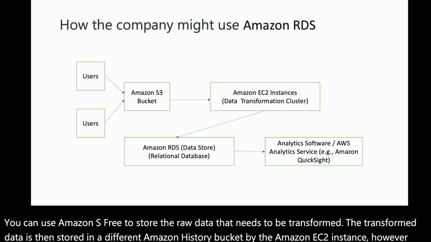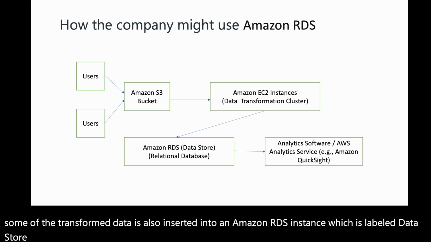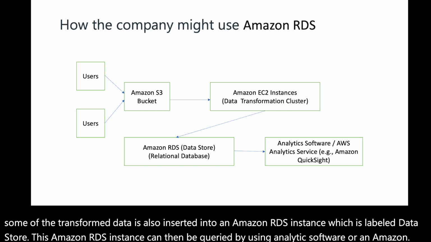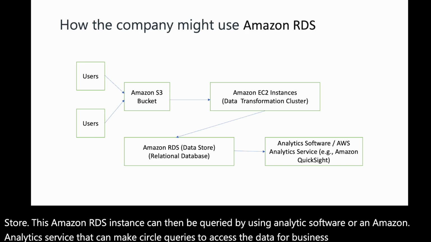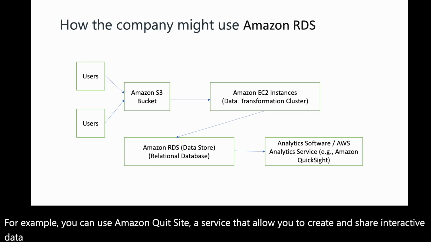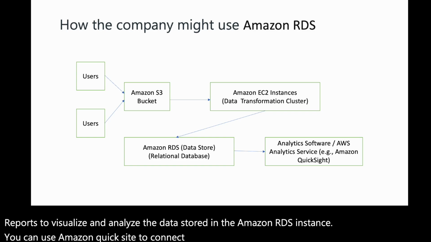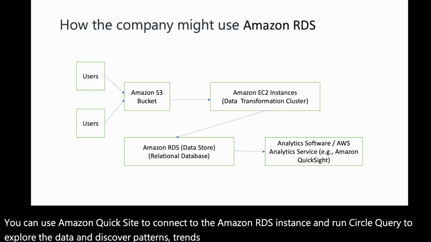However, some of the transformed data is also inserted into an Amazon RDS instance, which is labeled data store. This Amazon RDS instance can then be queried by using analytic software or an Amazon analytics service that can make SQL queries to access the data for business insights. For example, you can use Amazon QuickSight, a service that allows you to create and share interactive data dashboards and reports to visualize and analyze the data stored in the Amazon RDS instance. You can use Amazon QuickSight to connect to the Amazon RDS instance and run SQL queries to explore the data and discover patterns, trends, and outliers.